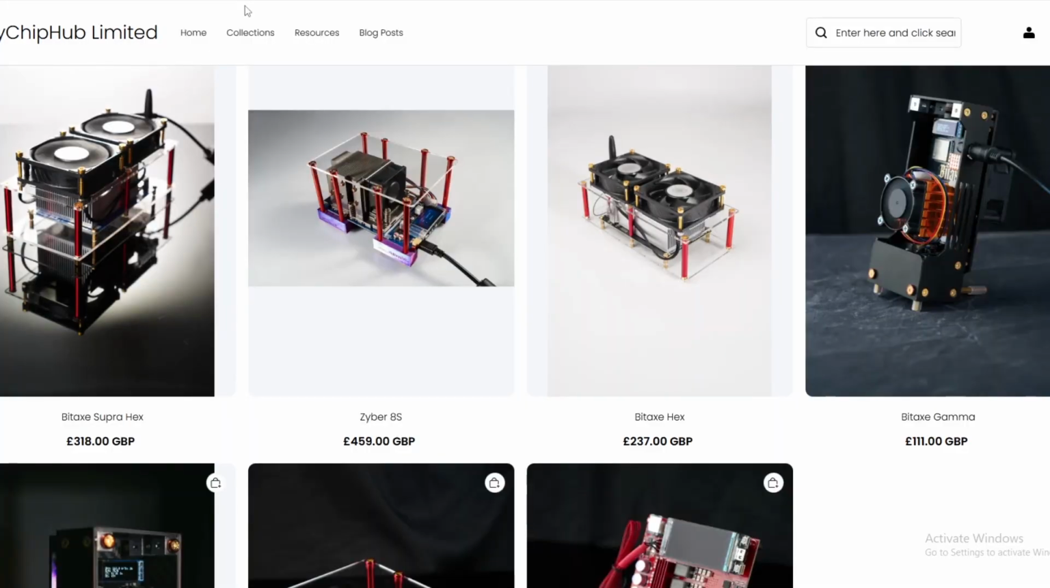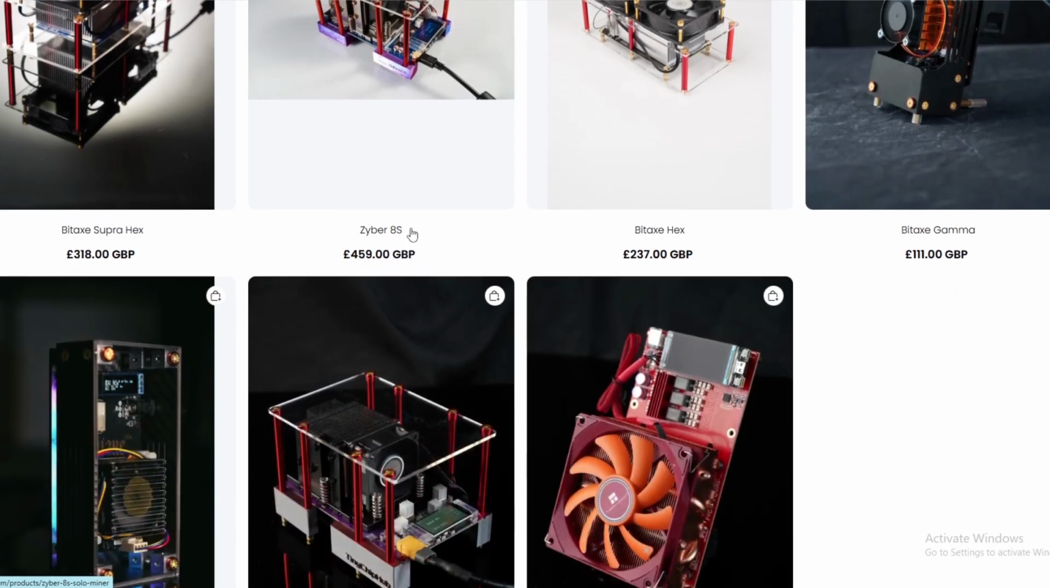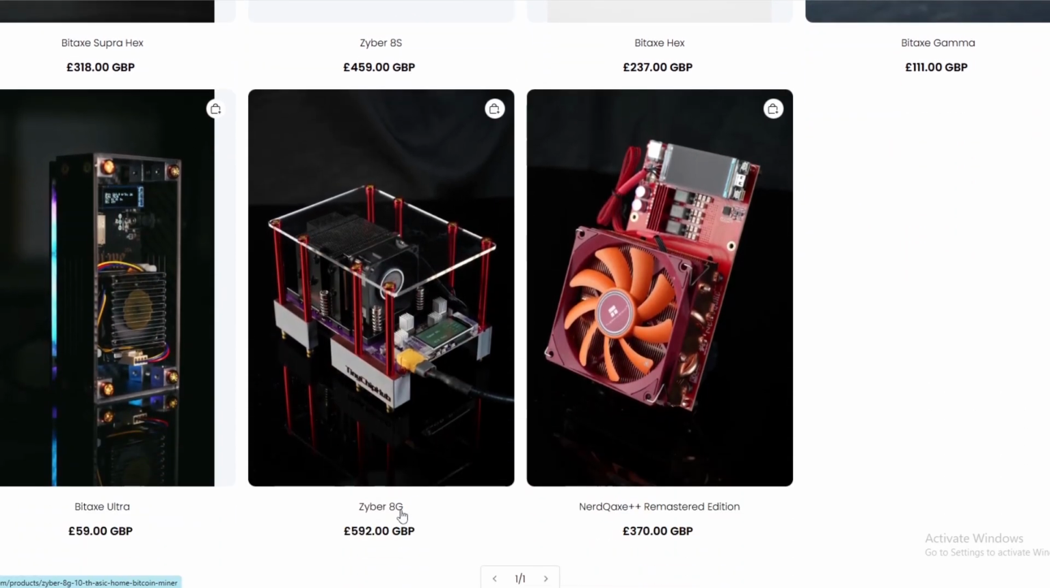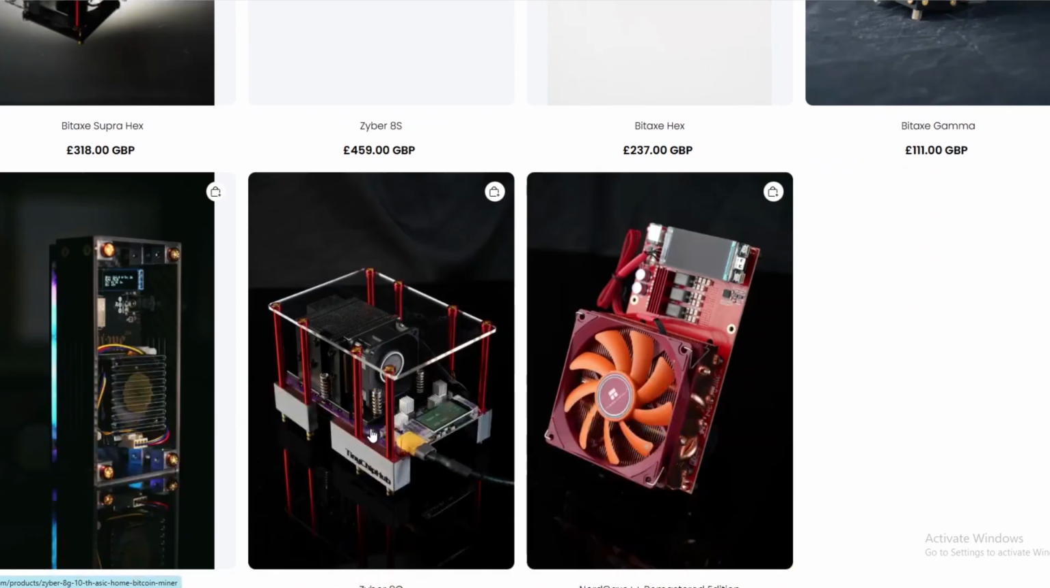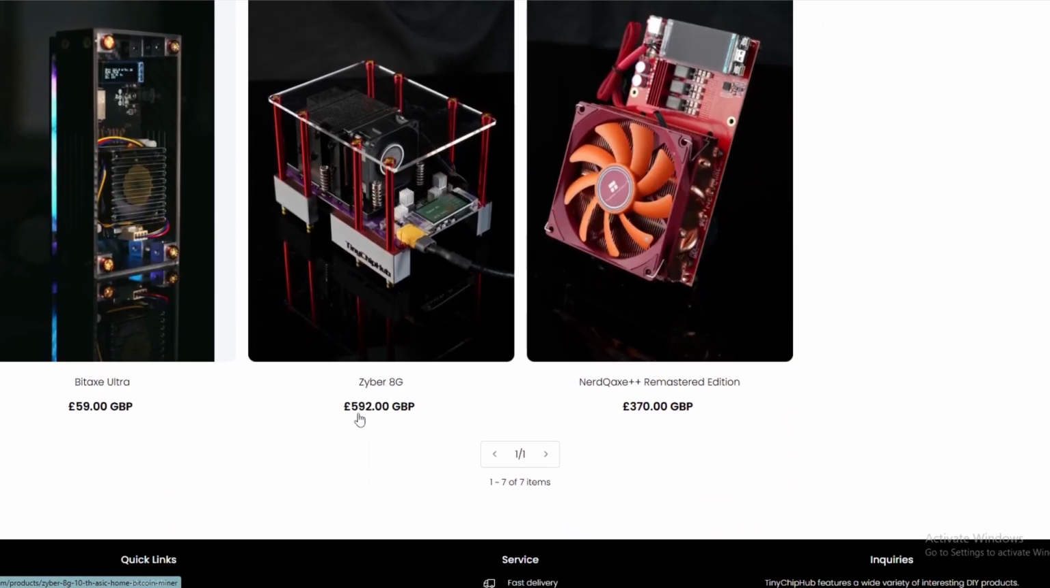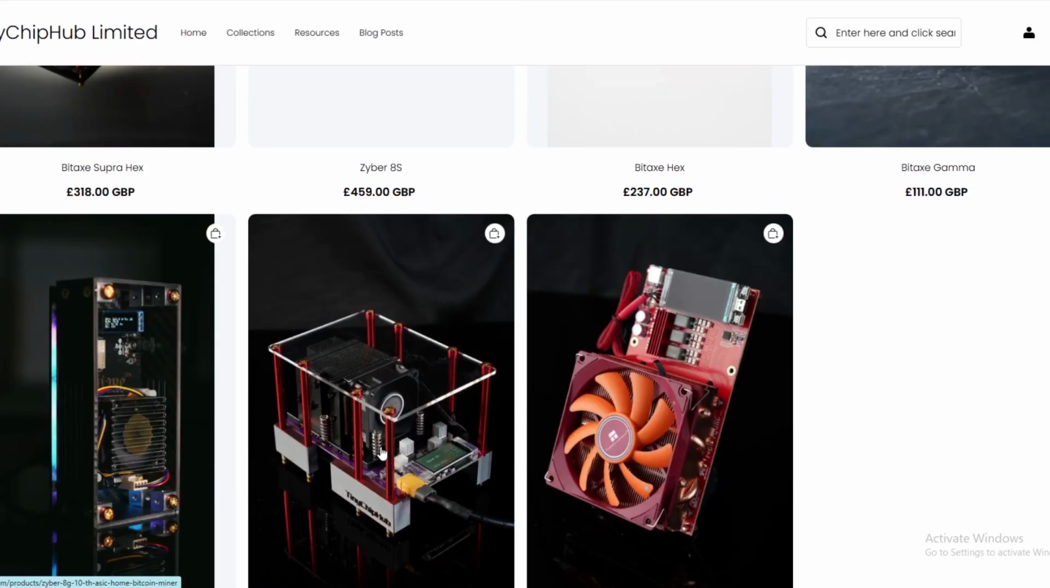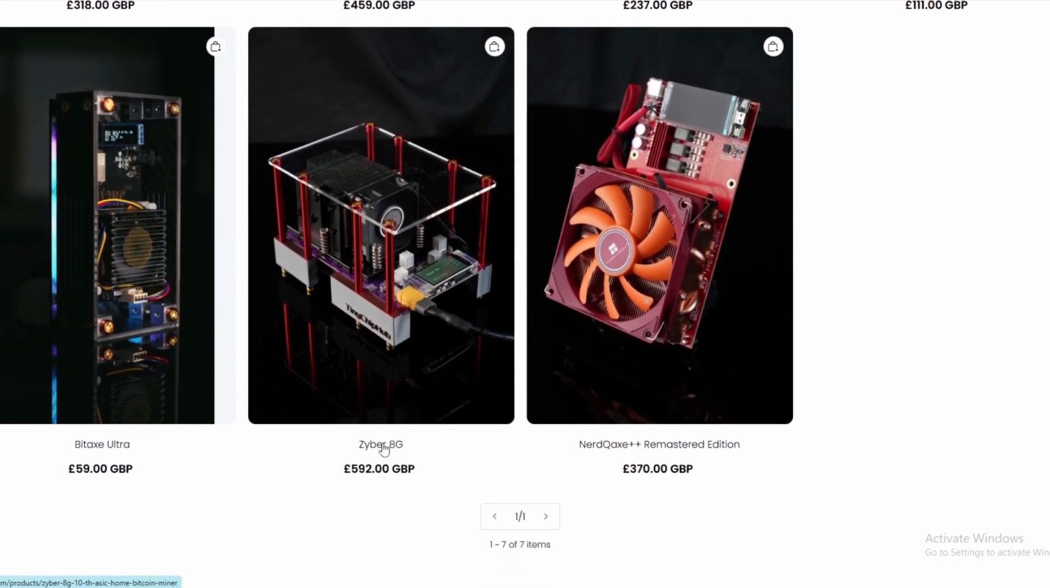So as I said, we did get this from a company called Tiny Chip Hub, and we also got the bitaxe hex from it. So these are the two older versions that we currently have, and the newer version is called the Zyber 8G. So we have the Zyber 8S, which is around £450, and then the 8G is around £600. I personally believe that it's probably better at this point to go with the Zyber 8G because the efficiency is way better and you get a lot more terahash for what you're paying for.